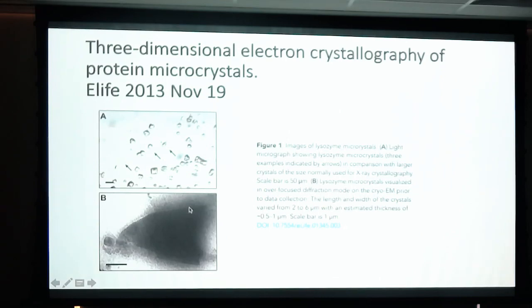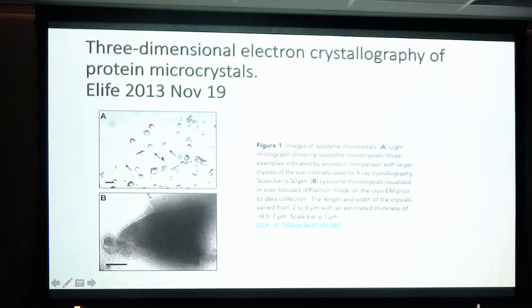Now, to move back into EM and micro-ED, this started in 2013 with this paper where they did three-dimensional electron crystallography of microcrystals. This was just lysozyme, where they made crystals of it. This is the light micrograph of the crystals they see. The large crystals that you see here are not the crystals that you use for micro-ED. These ones would be used for X-ray crystallography. But in this mixture of crystals that they made of lysozyme, there are these tiny, tiny crystals, pointed at by these arrows, and they look like just little dots.